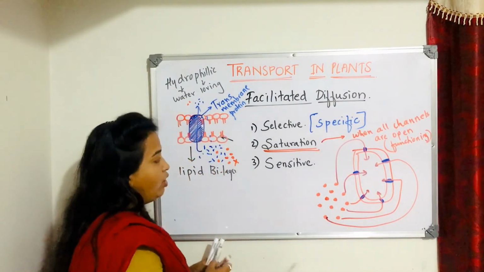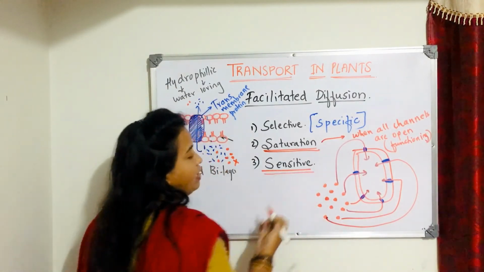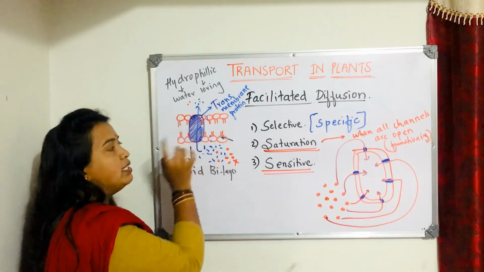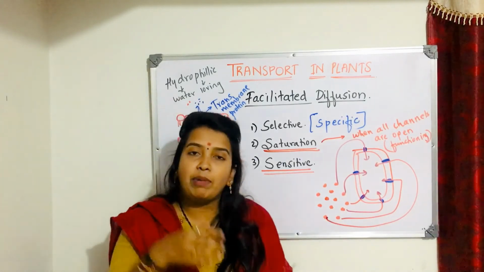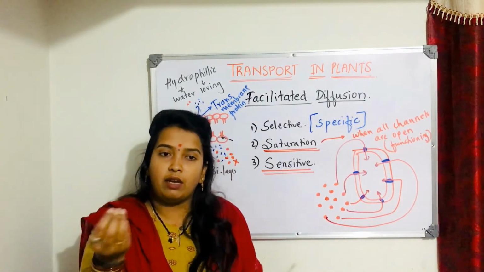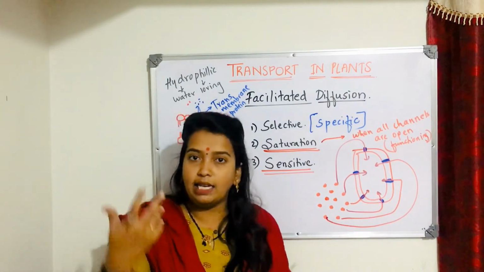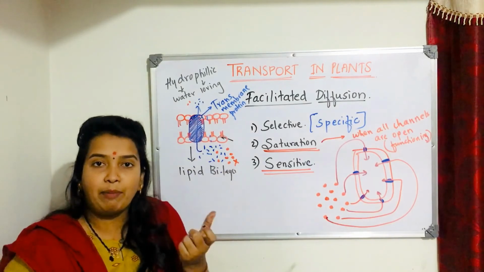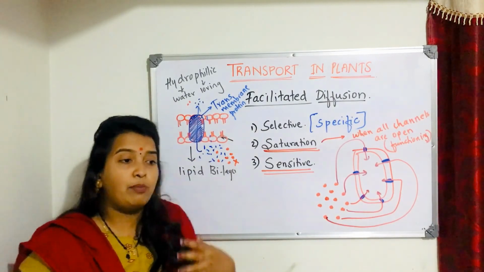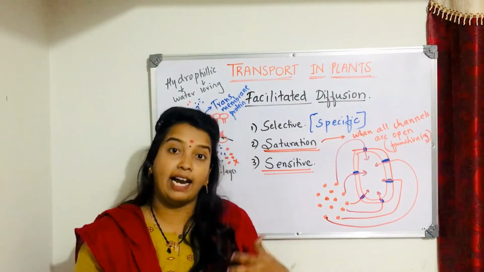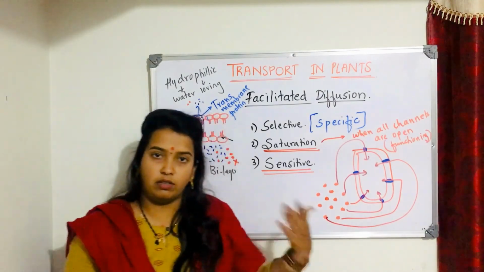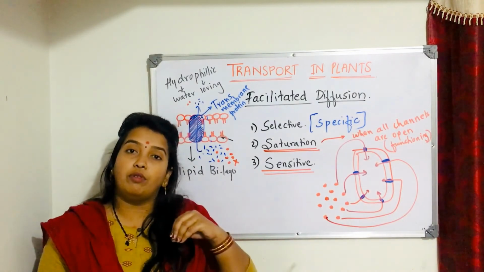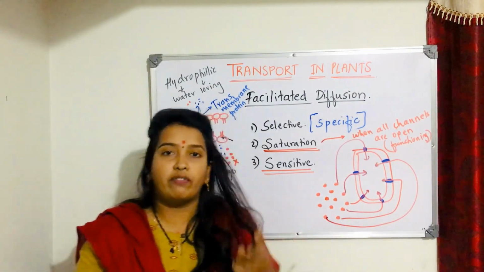Now what is the meaning of sensitive? So you know what is sensitive, at least you can relate it. Sensitive means, see, these channels are nothing but proteins. Now there can be some chemical substances, when we provide them to a plant by any means, that can destroy this protein. You know that proteins easily get denatured at high temperature, or high intensity of heat or something. So when it gets denatured, then it will not function properly.